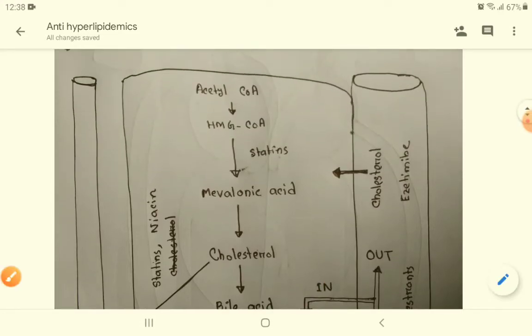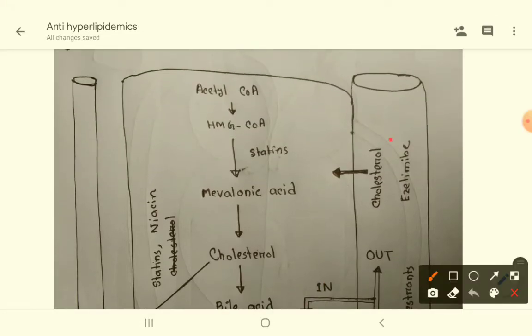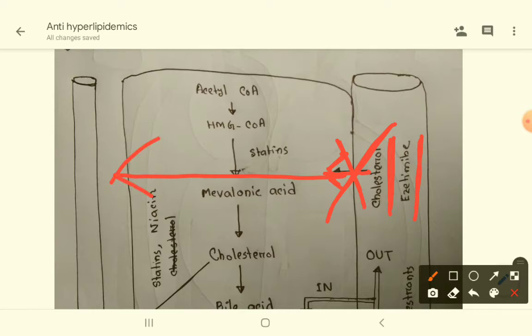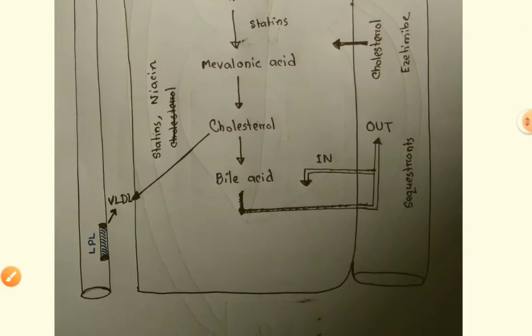And let's look at here that from the gut, the cholesterol containing foods you are taking, so that cholesterol is being taken directly from the gut, right? So if you give this drug ezetimibe, that blocks this pathway, the absorption of cholesterol from the gut lumen is decreased or inhibited, right? So these are the common mechanisms of action.